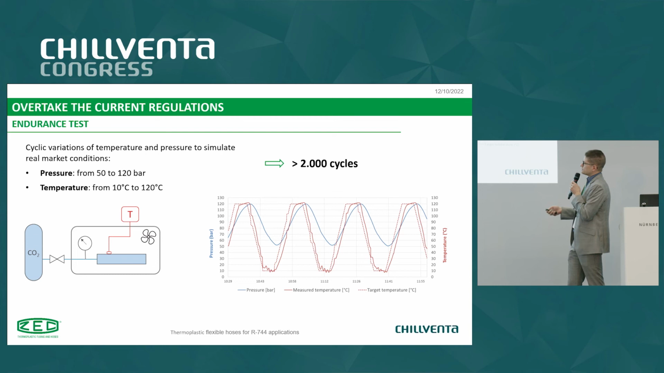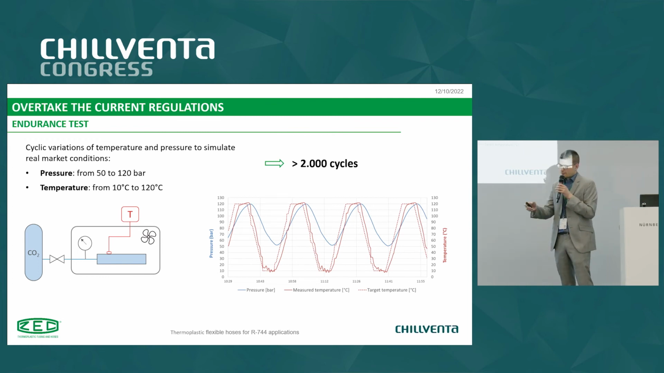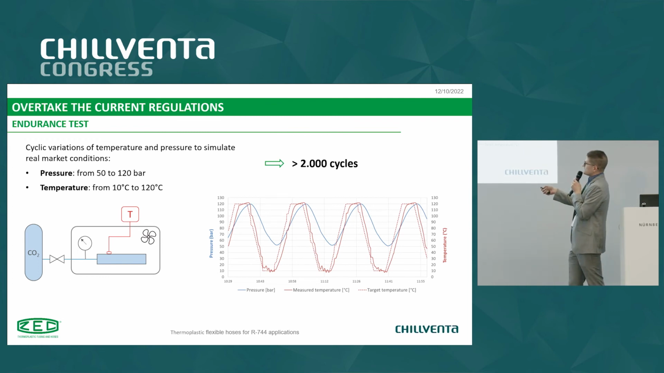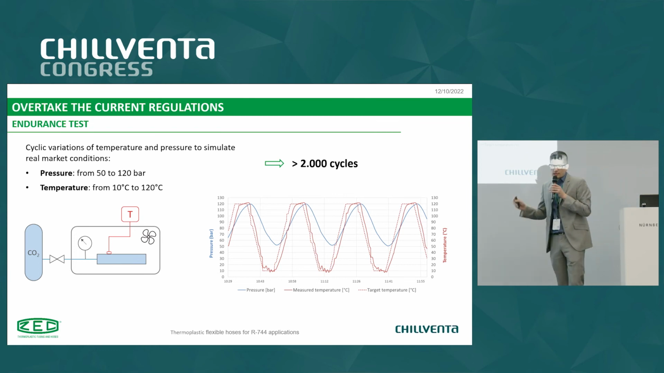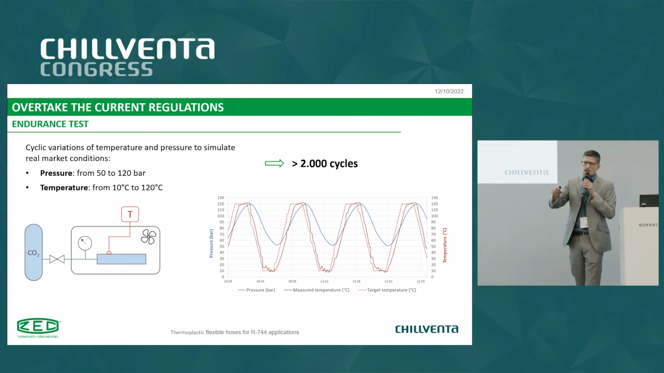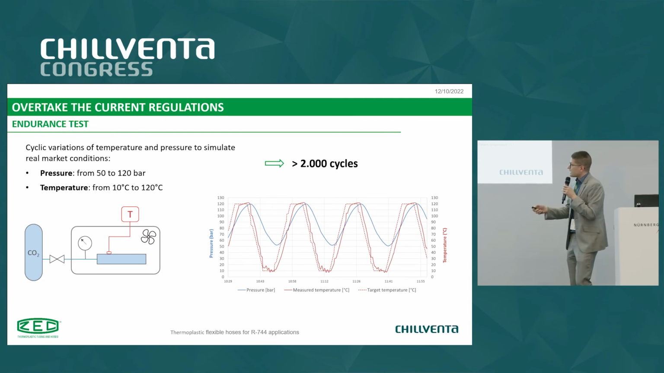So what we did, we took our product, put it inside a climate chamber, plugged at both sides, and changed the temperature and the pressure with cyclic variation. In this way, we are able to simulate the real condition of a flexible hose, for example, attached to a CO2 compressor. And we reached more than 2,000 cycles. That's a really good result.